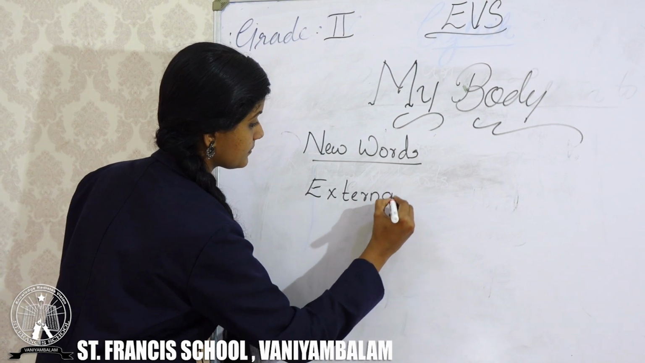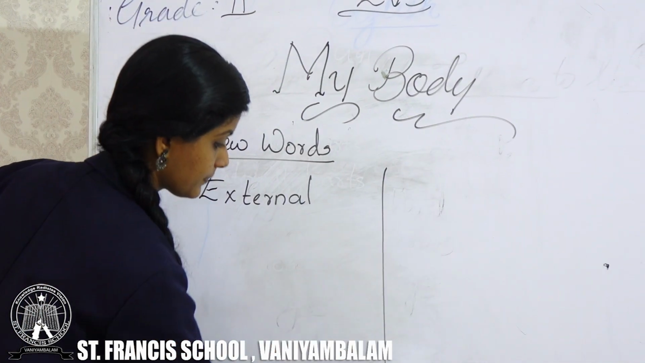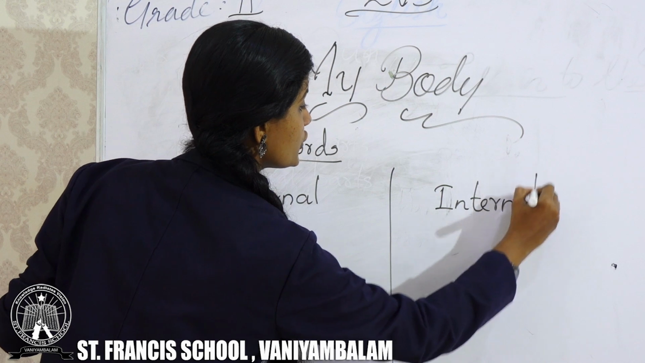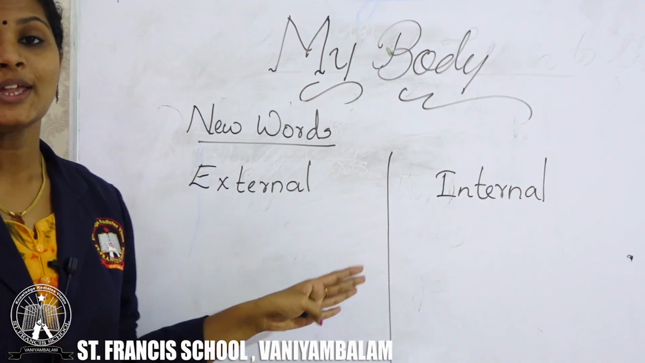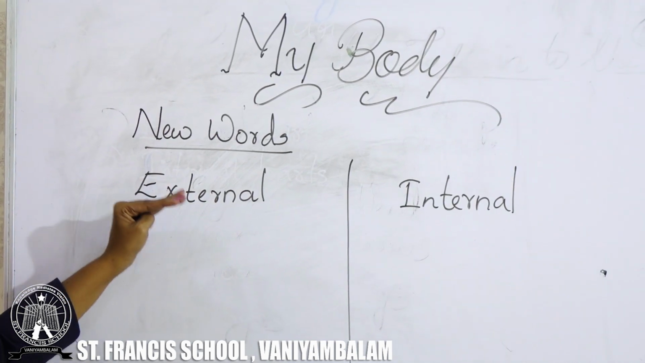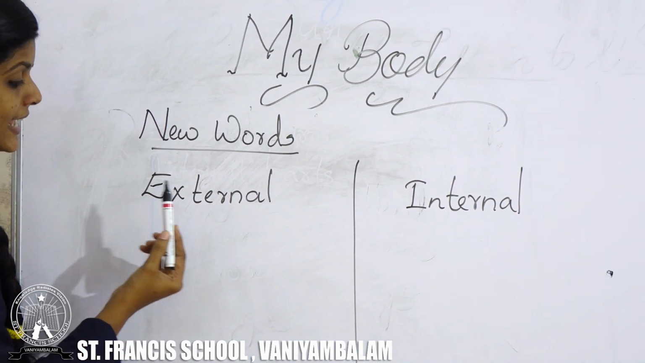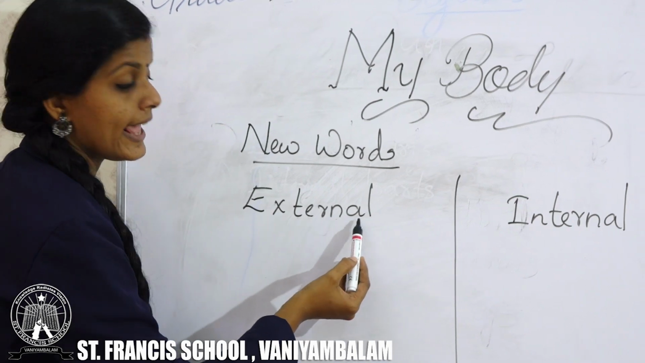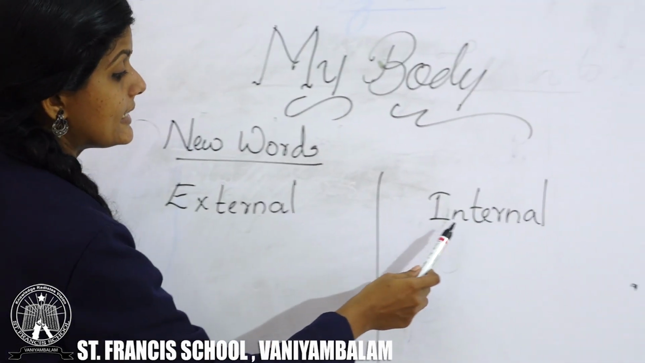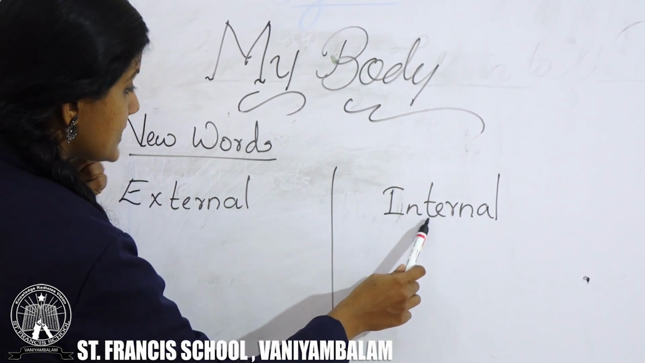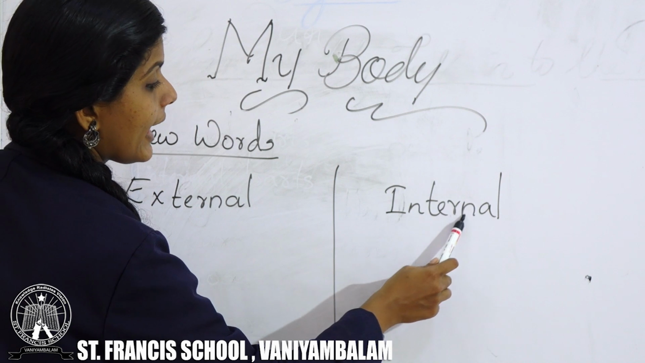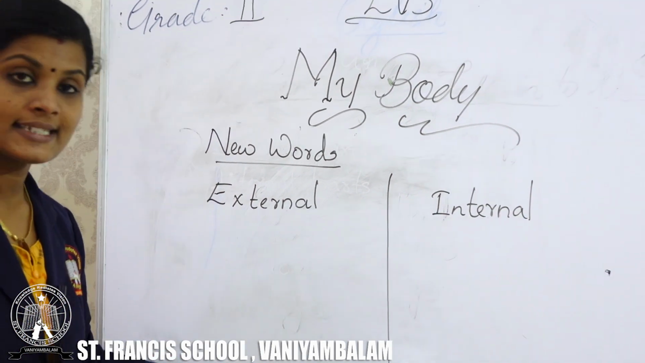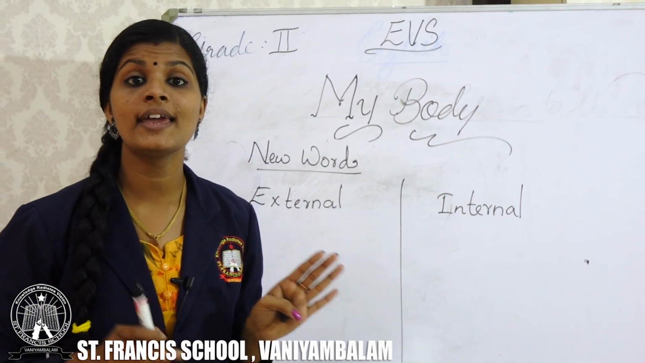So which are the new words? External and internal. So this way you want to write the spelling of external. What's the spelling of external? E-X-T-E-R-N-A-L. External. Internal, I-N-T-E-R-N-A-L. Internal. So in your notebook, write the spelling 10 times of external and internal very neatly.